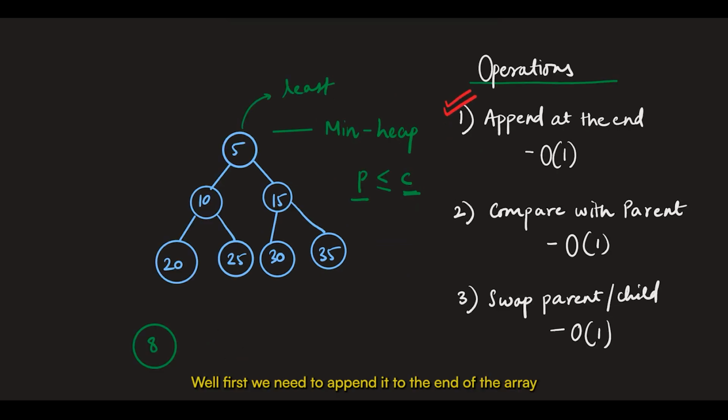Well, first we need to append it to the end of the array. In this heap, what will be the end? This is the end element in this heap. We need to add 8 such that it comes after 35. We cannot add it here.